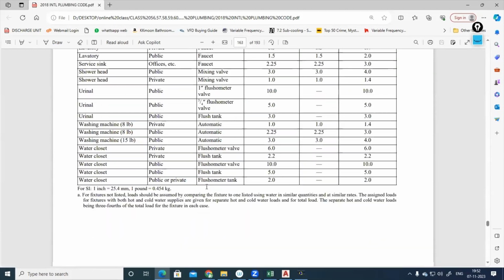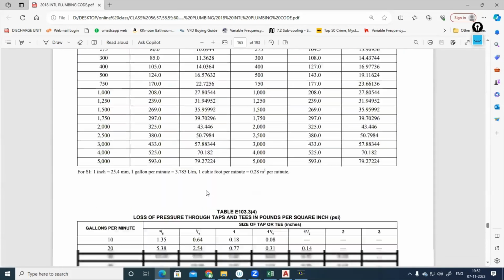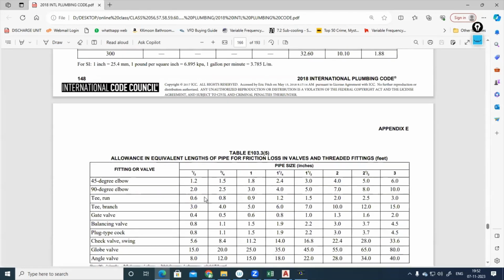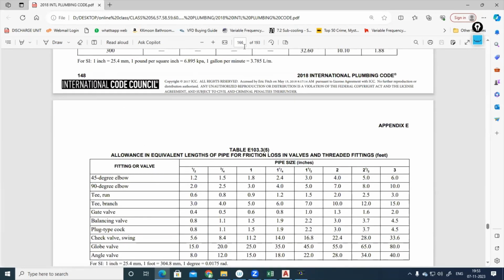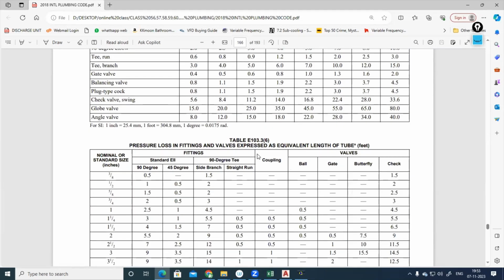So like a page number. PDF page number 166. Table number this one. Allowance in equivalent length of pipe for frictional loss in valves and threaded fitting. Threaded fittings only this one. And this will be valves, pressure drop in fittings, equivalent length in feet only, but that is for tube fitting.